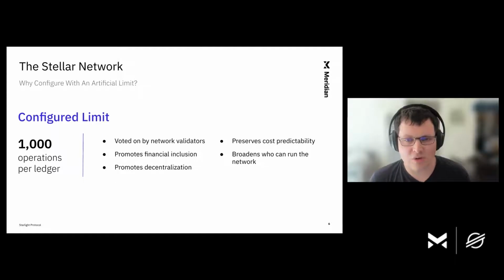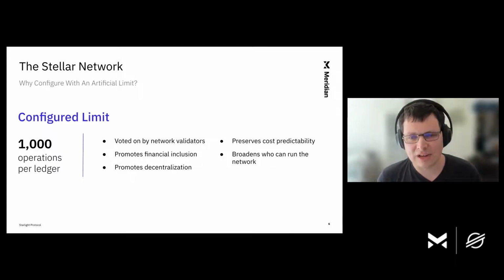This limit is controlled by the network, and it's something that validators on the network can vote on. What this limit does is prevent more transactions from being distributed when the limit is reached. It does this even if the network is capable of processing more, and the network sets this limit to promote financial inclusion and promote decentralization.